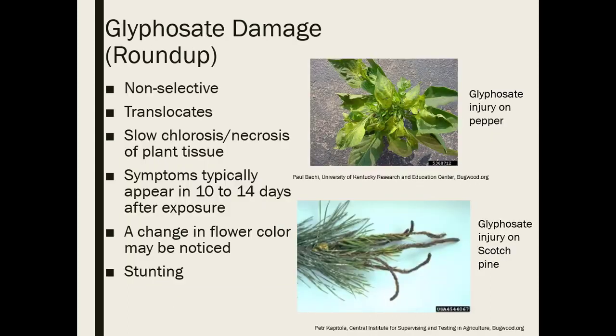So one problem you get into here is glyphosate damage, and it may not be you using it, it may be your neighbor. It's non-selective. It means it kills anything. It translocates, so it moves through plants. And so you're going to see this chlorosis or necrosis of plant tissue. It shows up in 10 to 14 days. There may be a change in flower color. There may be stunting. So here we have, on pepper, glyphosate injury, and then a Scotch pine with glyphosate injury.